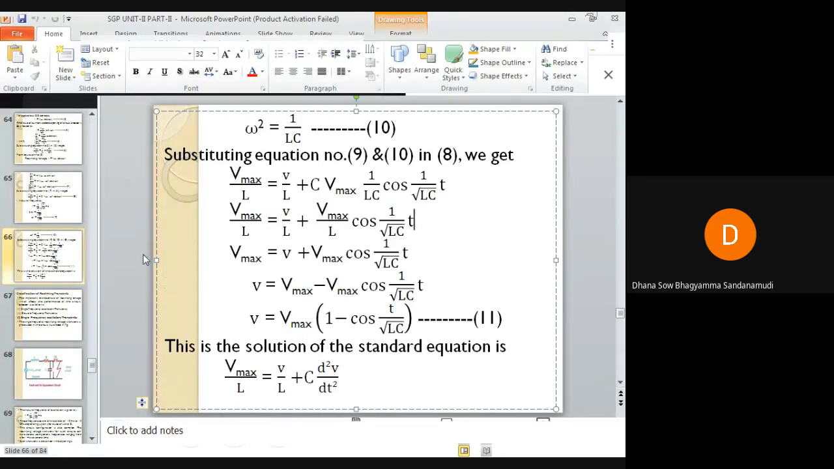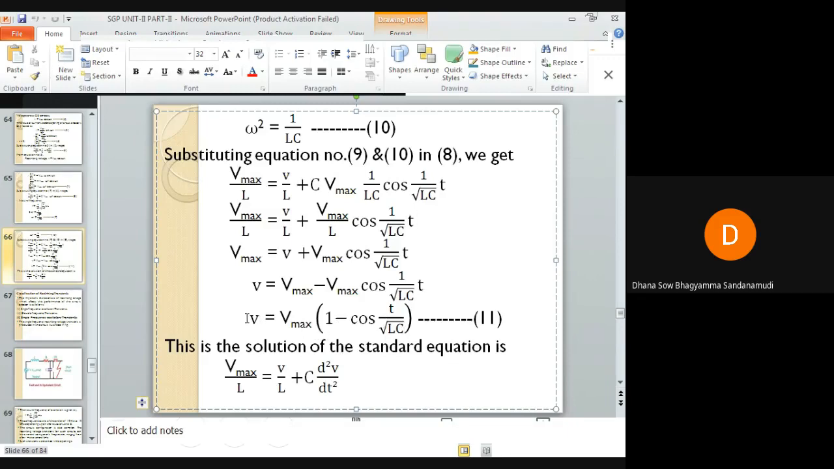So you can take L common here, on the right hand side and on the left hand side. L will be cancelled. Left over is V max equal to v plus V max cos 1 by root LCt. You can send the V max terms to one side. So you will get v equal to V max minus V max cos 1 by root LCt. Taking V max common, you will get v equal to V max into 1 minus cos t by root LC. What is small v?